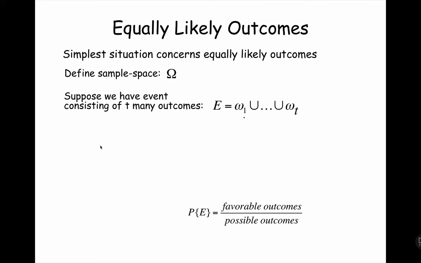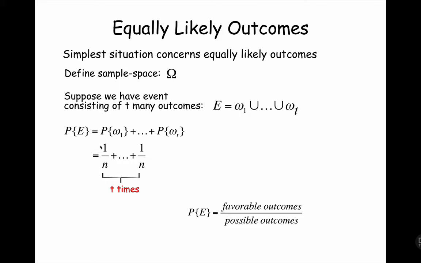Here we have the first event, second event, the T-th event, and our complex event E is formed by taking the union among those simple events. In that particular case, the probability of E is the sum, and we assume that they're non-overlapping. The probability of E is just the sum of the individual probabilities for those events in E, and because they're equiprobable, meaning each one's equally likely, we add those individual probabilities together.